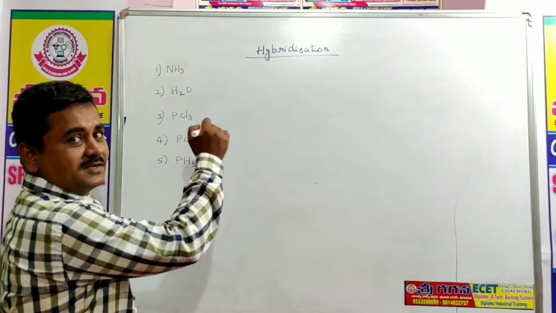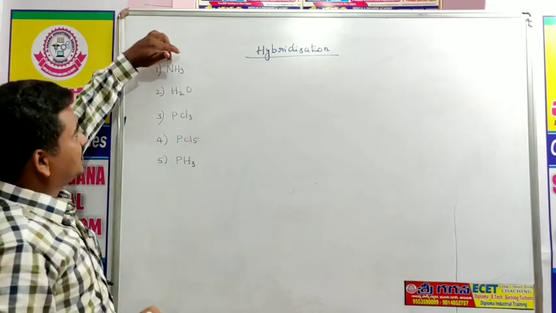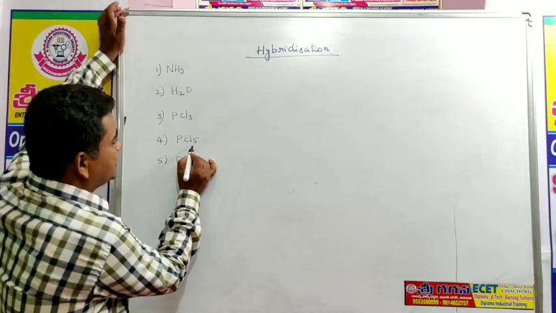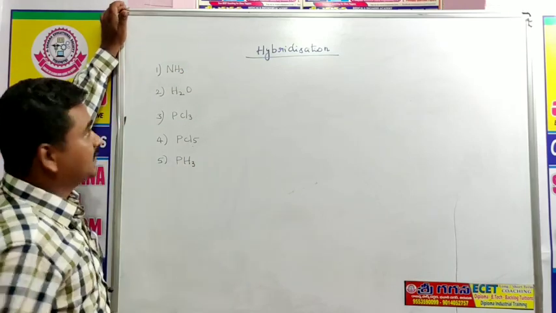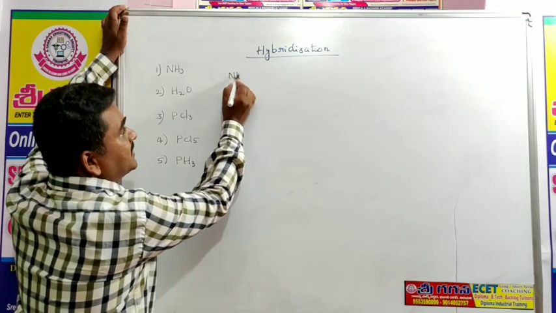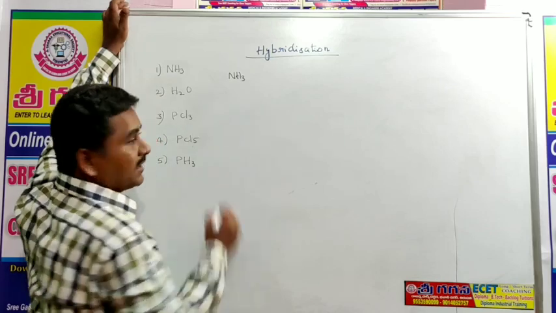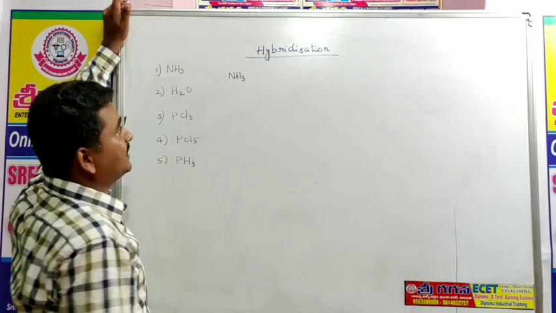We discuss hybridization. We see some example molecules: ammonia, water molecule, PCl3, PCl5, and phosphine. Let us find hybridization in the ammonia molecule. We have a formula to find hybridization in a simple manner.